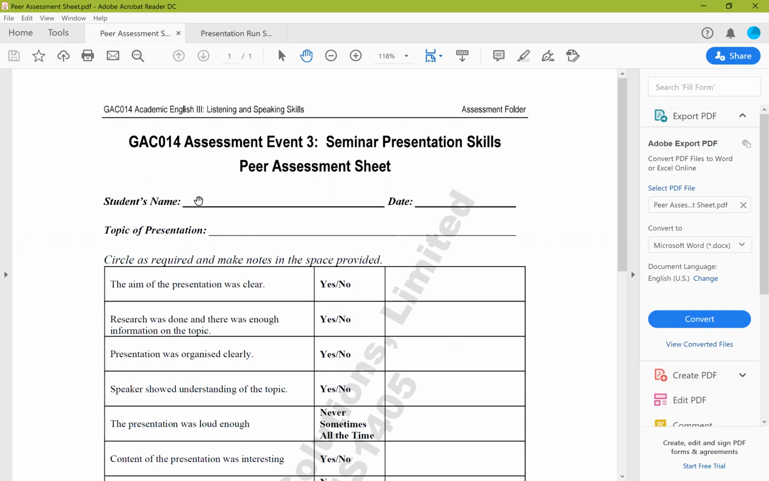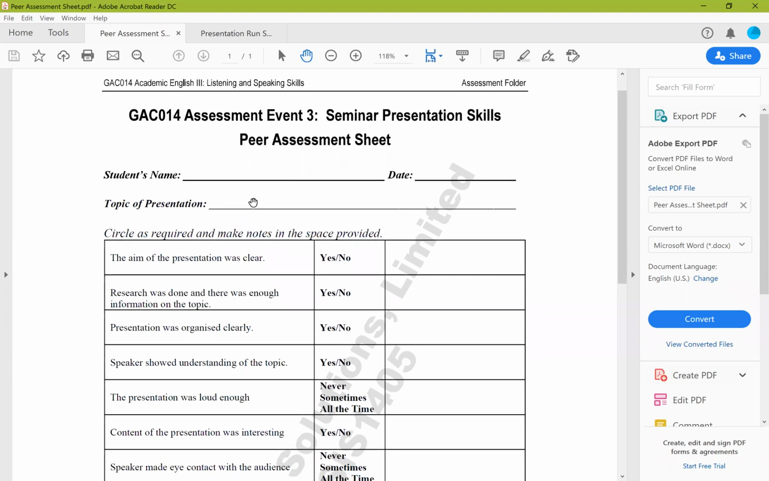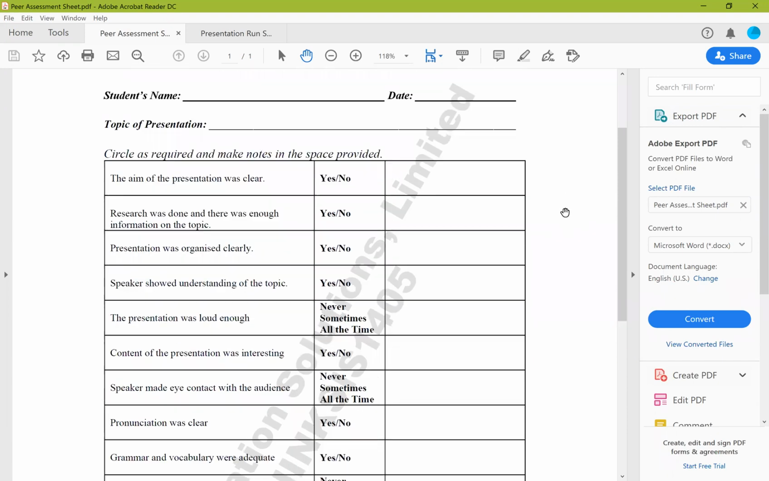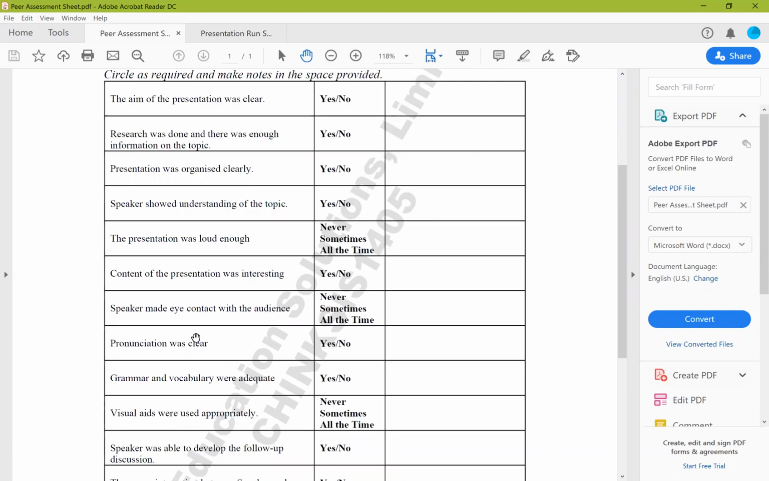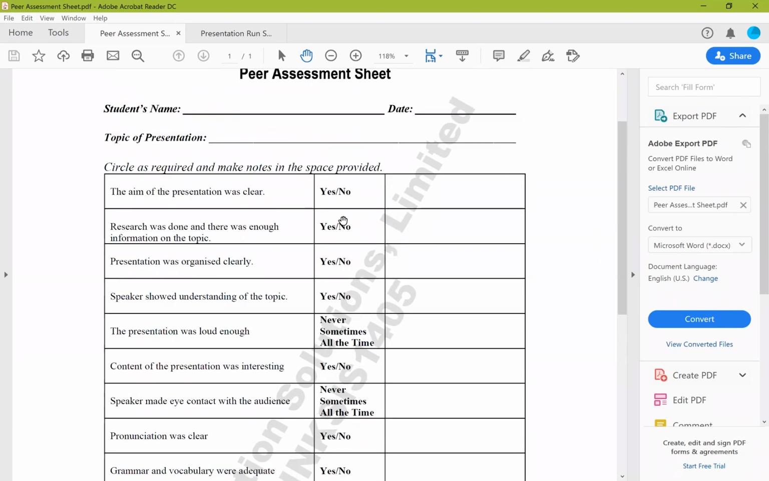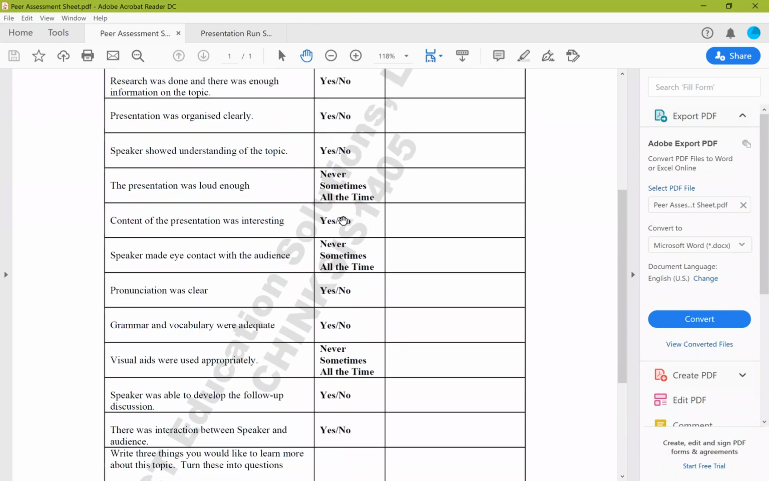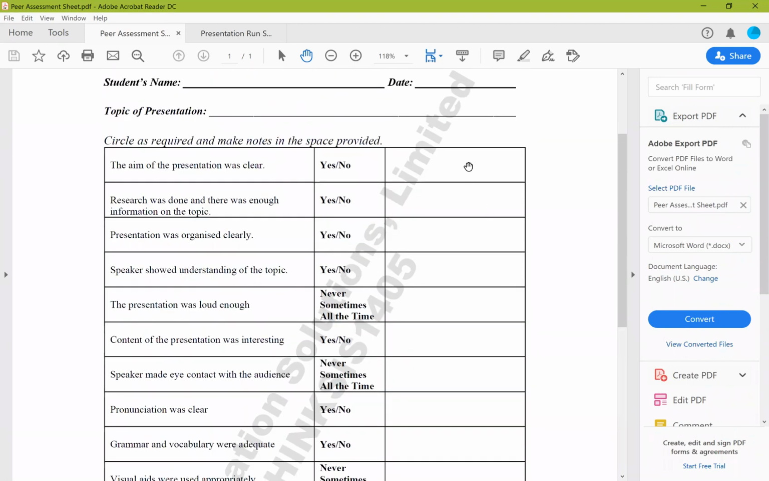So if you can put your name and the date, the topic of the presentation, and the name of the person who's giving the presentation. So what you're going to do, we've got 3 columns here. The first tells you what we're going to be looking at. The second is just a yes or no, never or sometimes. And the third section is actually for your notes.